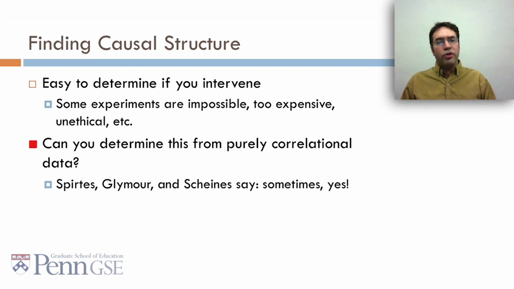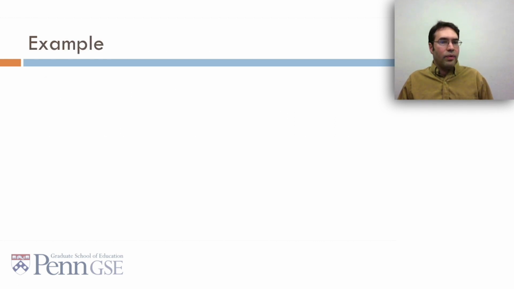Can you determine this from purely correlational data? Spirtes, Glymour, and Scheines say, sometimes yes you can. You can find causal structure that emerges from data, even if it's not obvious from the patterns of covariance. Let's give a quick example.